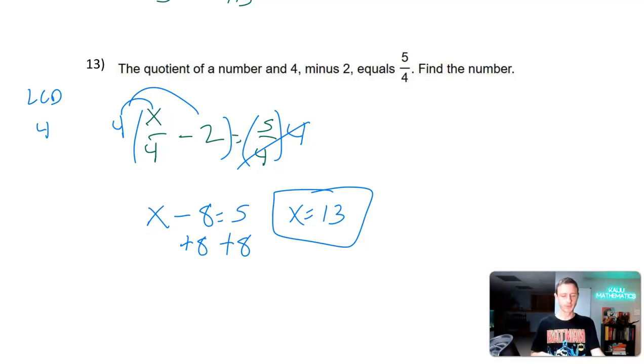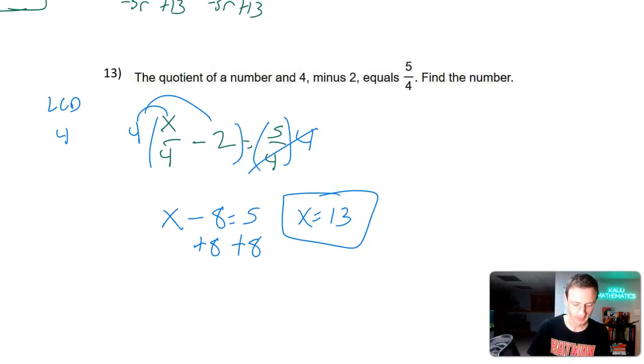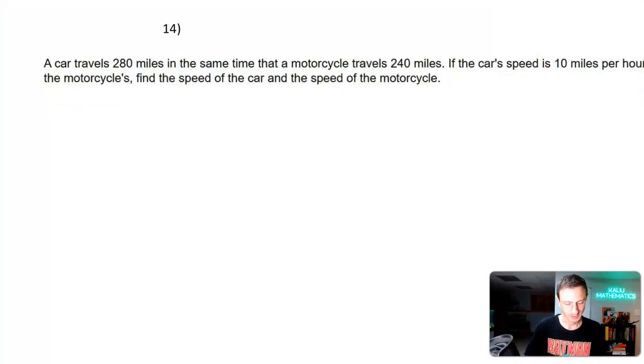For some reason, when I pulled this problem, I must have read it differently. I don't know if I pulled a different problem. Yeah, I mean, this is the problem, but I could have sworn I pulled a different problem. That's all right. Distance question.